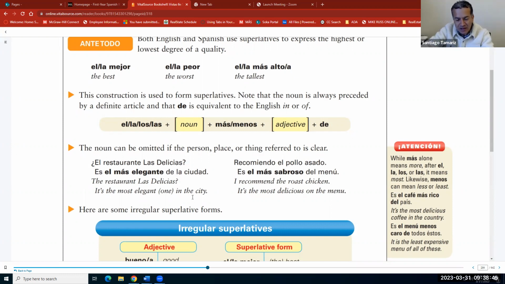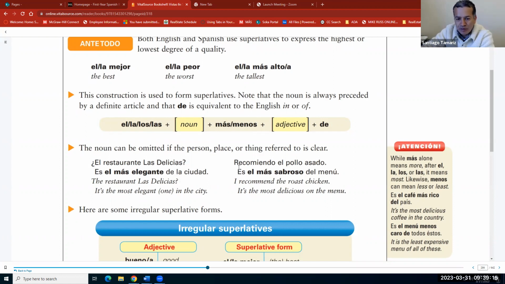And here is when we translate más or menos in a different way. When you say más elegante, we're saying the most elegant. Más in this case is most. Más by itself is more, when we use it with comparisons of equality and inequality, remember the last topic? Más elegante in this case. Let's take a look at this one.